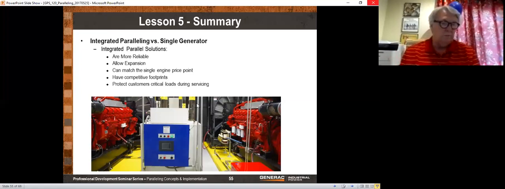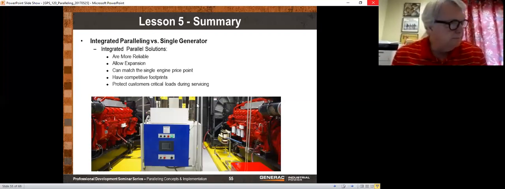Does paralleling reliability change by fuel type, natural gas, propane, diesel, etc.? Could you read that one more time, Tyler? Yeah. Does paralleling reliability change by fuel type? So is it more reliable on natural gas or propane or diesel?